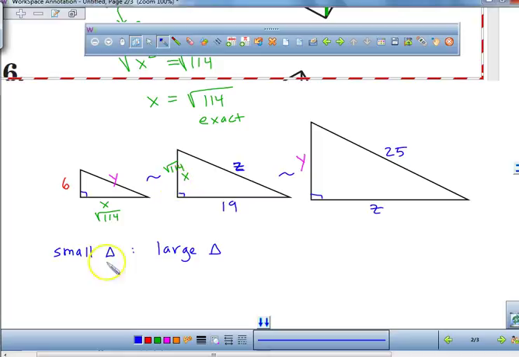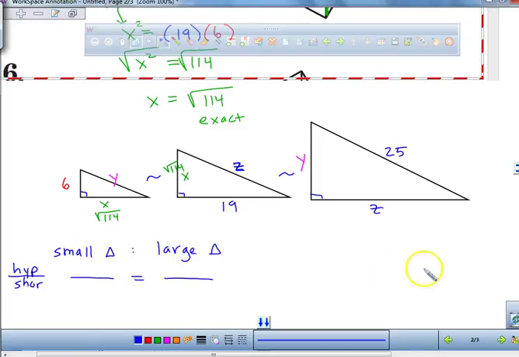We are going to look at two sides in the small triangle. We are going to compare the hypotenuse to the shortest side. So right now, what is the hypotenuse in the small triangle? What's the hypotenuse? That's the hypotenuse. What's the shortest?